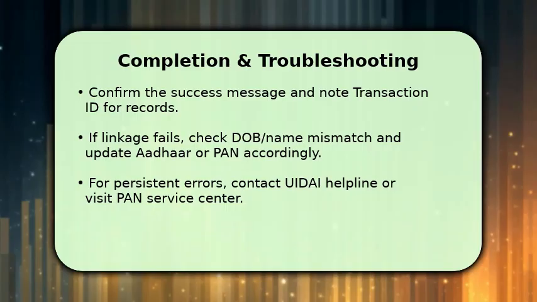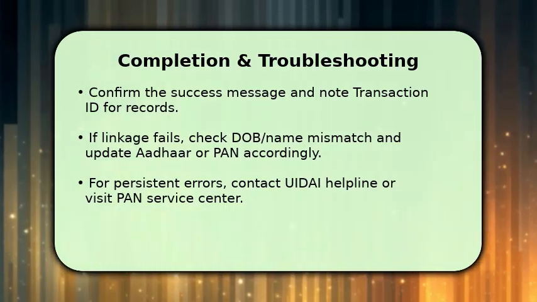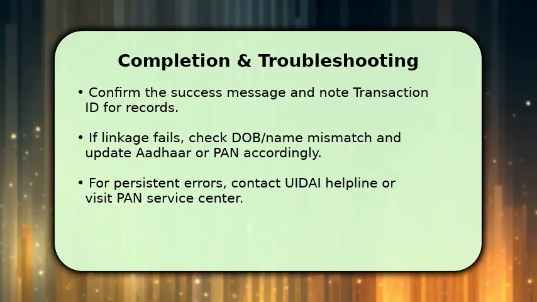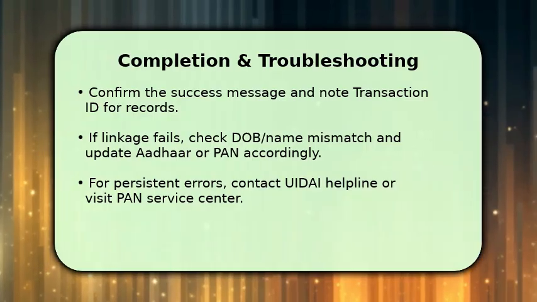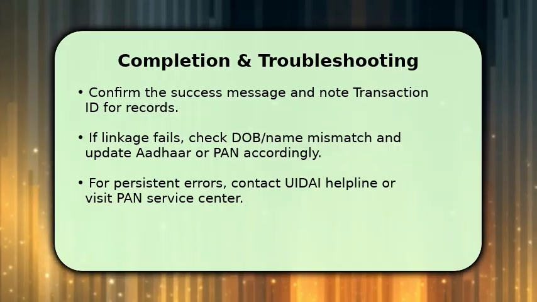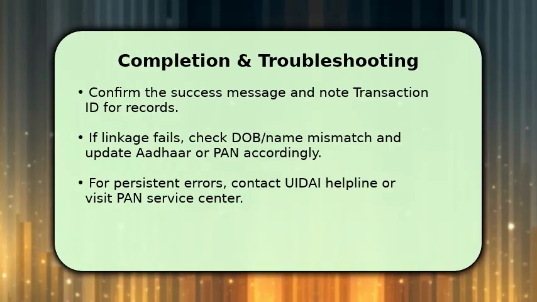If the system rejects the link, the usual causes are name or date of birth mismatches. In that case, update either PAN or Aadhaar records and retry. If problems persist despite matching data, contact the UIDAI helpline or visit a PAN/Aadhaar service center for manual resolution. Remember, correcting underlying data fixes most linkage issues.